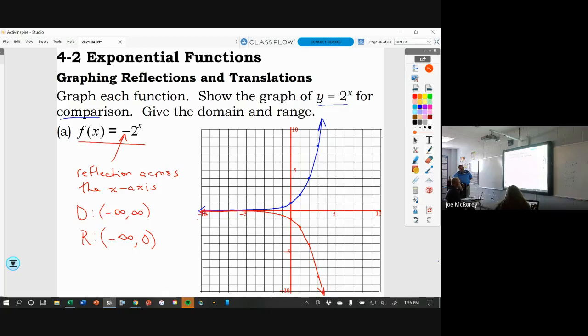Where did the 0 come from? Okay, so it's for the blue one, right? No, I've done the red one. Just kidding, it's for the red one. Yeah, but where did the 0 come from? Because it never gets there. The range is the y value, right? The x-axis is an asymptote. So the red graph is stuck down there. It gets closer and closer to the x-axis, but it'll never touch it. That's where the 0 came from. So is it always going to be 0?